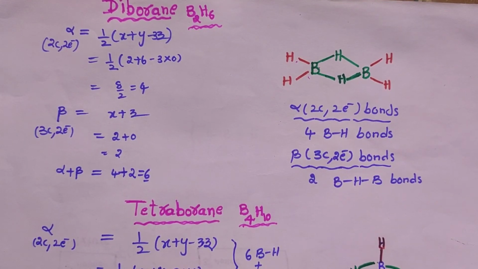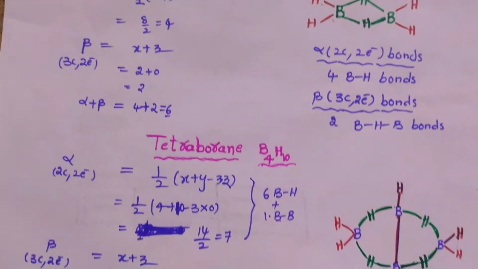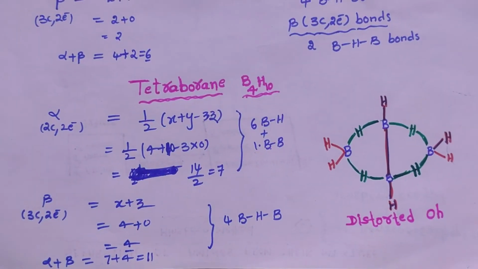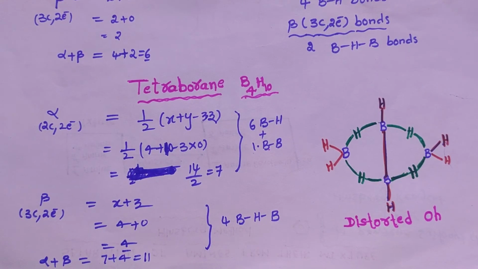Now we go for the structure of tetraborane. Tetraborane formula is B4H10. Here x is 4 and y is equal to 10, and the number of alpha bonds becomes 7. That means the number of 2-centered 2-electron bonds is 7, and the number of 3-centered 2-electron bonds is 4. So as a result, the total number of bonds becomes 7 plus 4 is equal to 11.